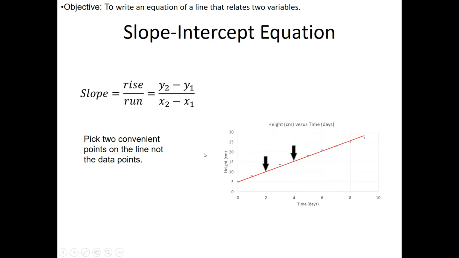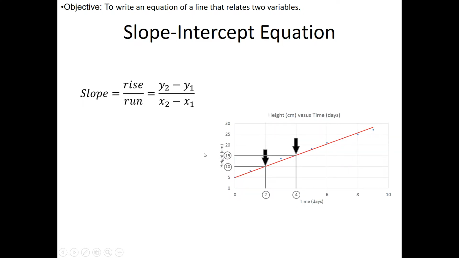So we've got our 2 points here. Then we just simply plug in the numbers. For our rise, we've got 15 centimeters minus 10 here and here. And then for our run, we've got 4 minus 2 here. And then when it's all said, we get a slope of about 0.4 centimeters per 1 day.